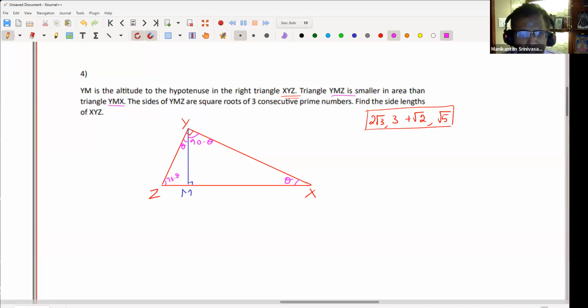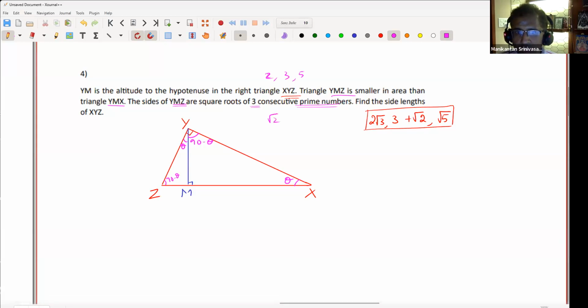The sides of triangle YMZ are square roots of 3 consecutive prime numbers. Okay, Yuvam, how did you proceed from here? 3 consecutive prime numbers. So I just took 3 consecutive prime numbers and tried it with that. So I took 2, 3, and 5. Okay. So root 2, root 3, and root 5. Okay. So he took the sides as root 2, root 3, and root 5.